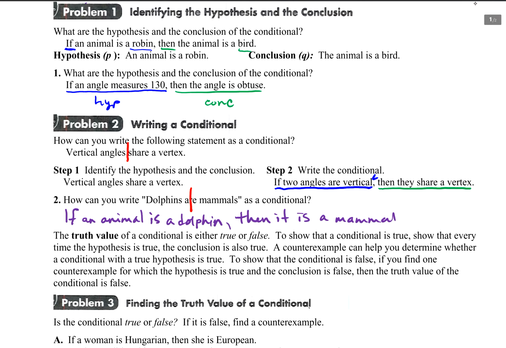Okay, so you should have read dolphins are mammals and split your ideas here. We have dolphins and then we have mammals. Sometimes you have to add some words to make these work because you can't just say if dolphin then mammal. What's going to make that into a nice sentence? For our hypothesis here, we wrote if an animal is a dolphin, and then the conclusion, then it is a mammal. That's the result. If we've got a dolphin, then we know it's a mammal.